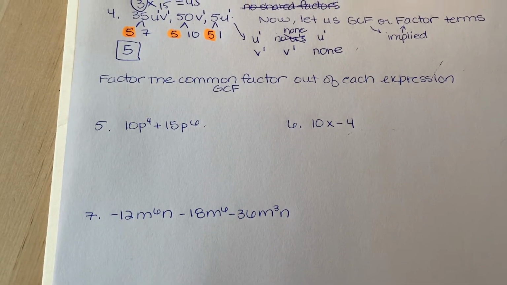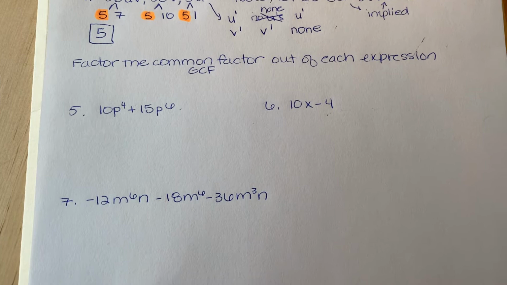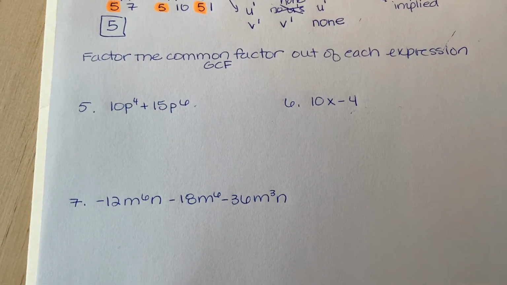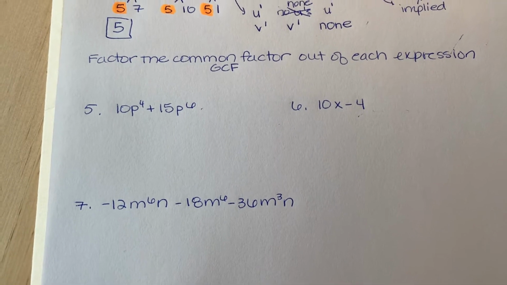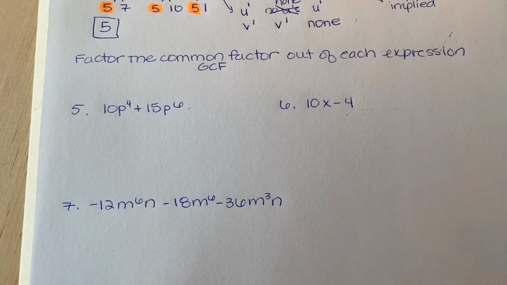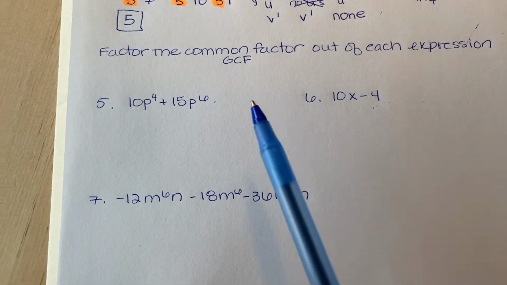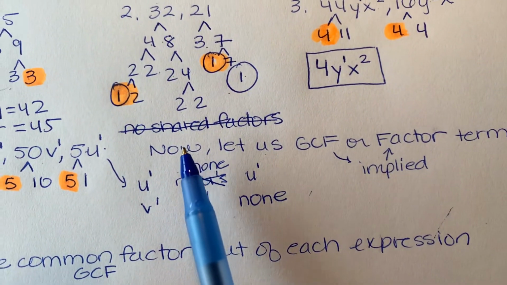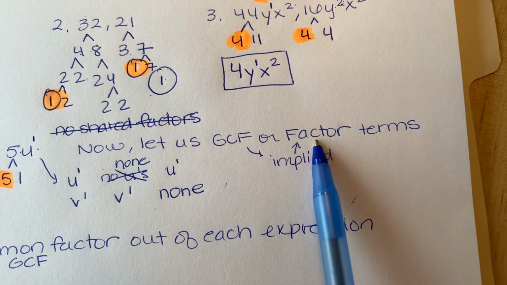Okay, let's go ahead and now take terms. So factor the common factor. I know that seems really redundant. It'll just say to factor, you remember that. Factor each of the expressions, and remember when they say factoring, where do I have it? Here. Now let us GCF or factor terms.